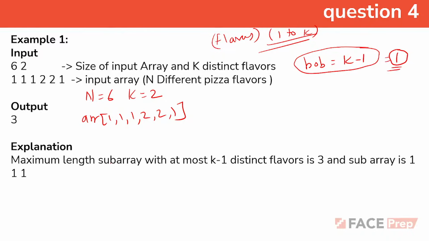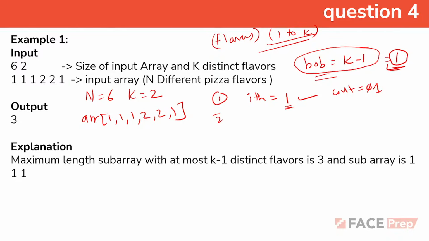So I'll check with the first iteration. What is the ith pizza flavor? It is 1. So I'll check whether Bob can eat or not. In this case, it's 1, so Bob can eat. Okay, so what is the longest sequence over here? I'm going to keep track of a count equal to 0, and I'll increment the count. That means Bob can eat this ith flavor.